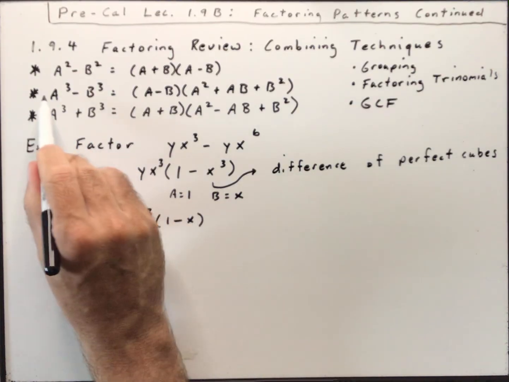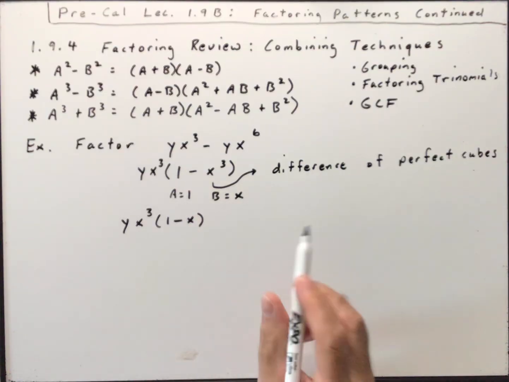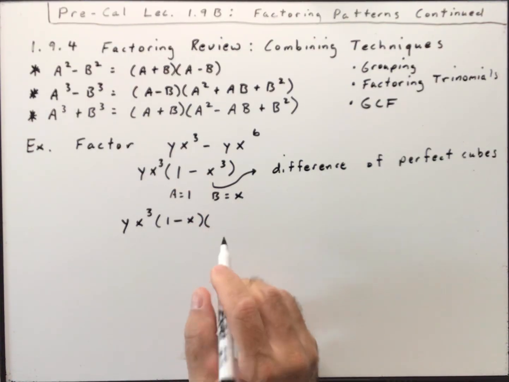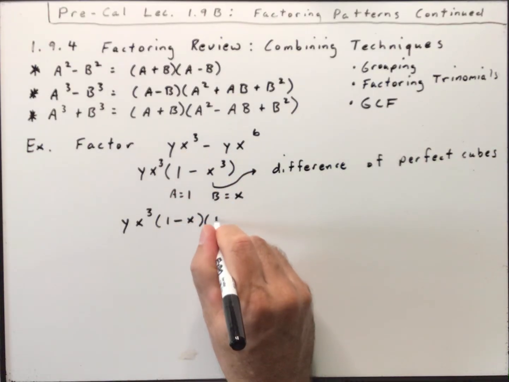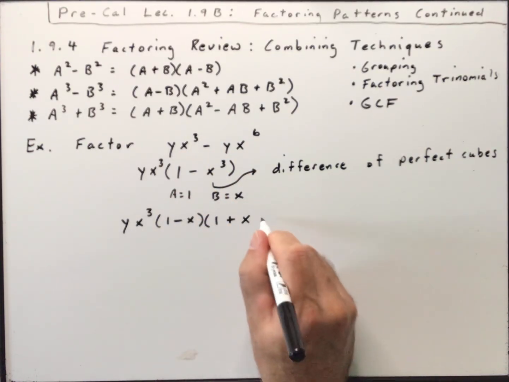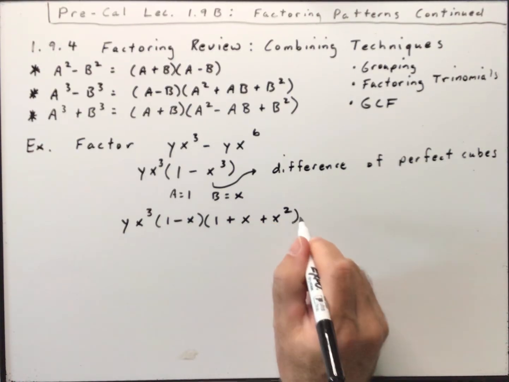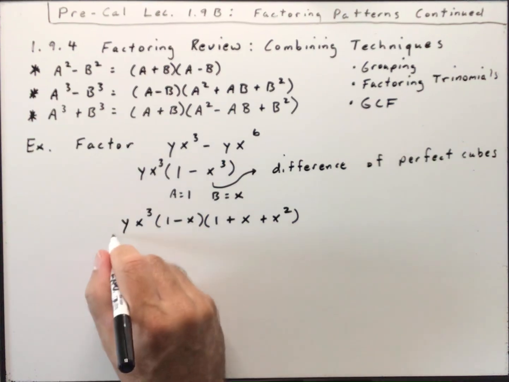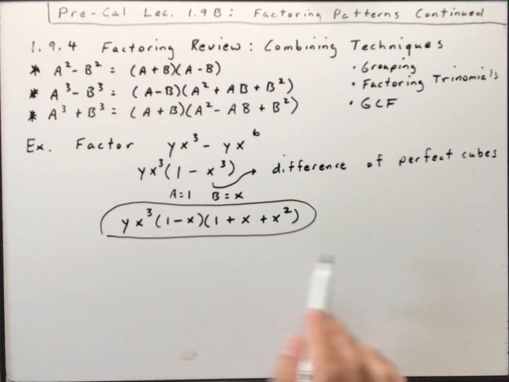So we're using this second formula here, right? a cubed minus b cubed. You do have to realize that 1 is a perfect cube: 1 minus x, and then times a squared, right? 1 squared is 1, plus a times b, 1 times x is x, plus b squared. b is x, so b squared would be x squared. All right, pretty cool. So that is factoring completely.